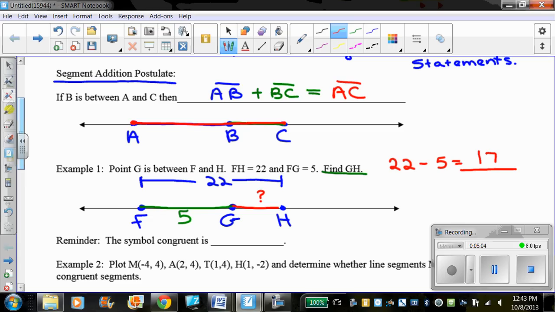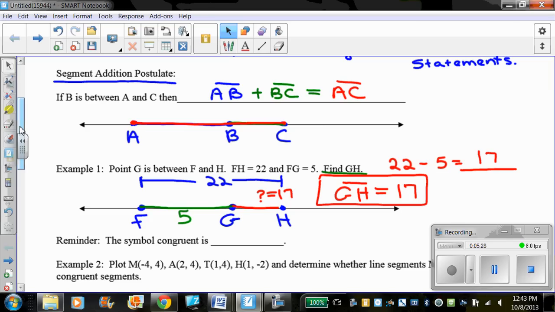Now I'm looking at my picture, and clearly I'm not drawing it to scale or any other thing for that matter. But again, what we've just found is that this length is 17, because 17 plus that 5 is equal to 22. So I'm going to say my line segment GH equals 17. That is my answer.